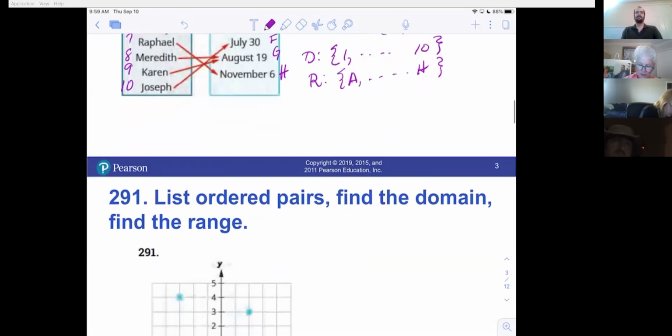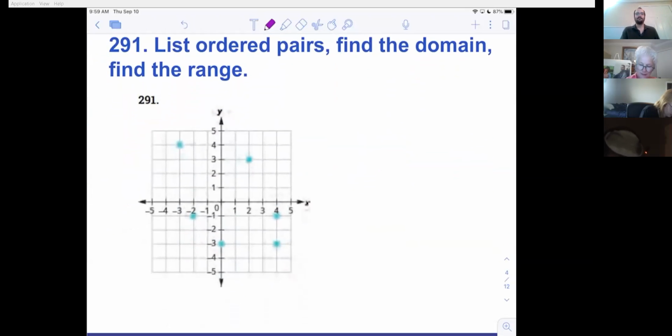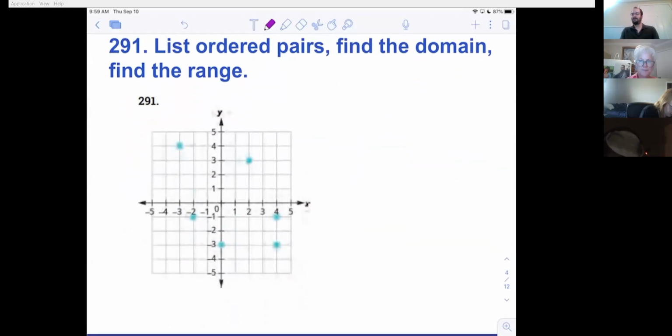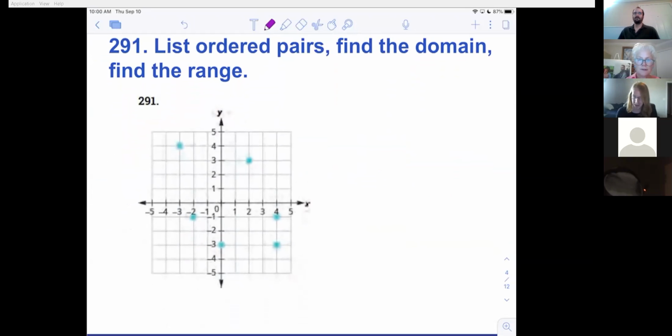Okay, so 291, list the ordered pairs. Someone else in that group? Hunter, do you want to do it again since no one else seems like they're. I can do it. I would love it. Thank you. I was trying to unmute myself and that was not working. I have that problem too, so go ahead.